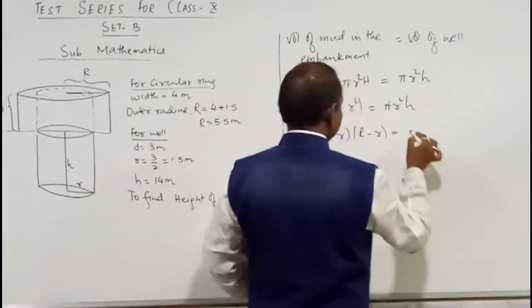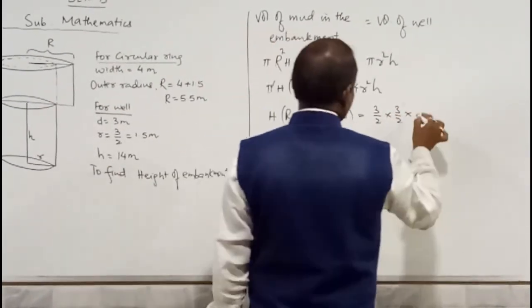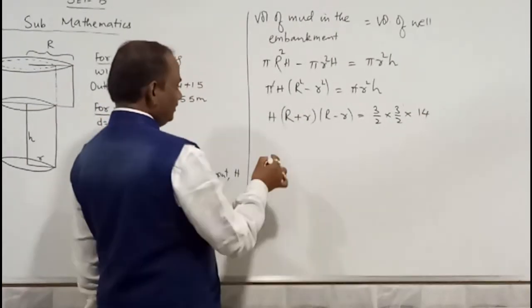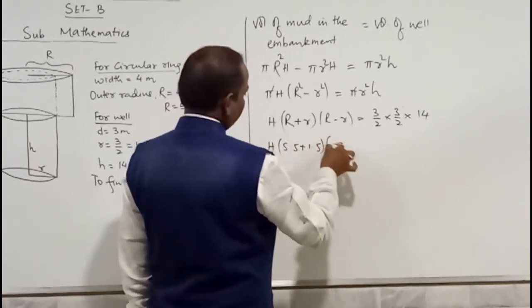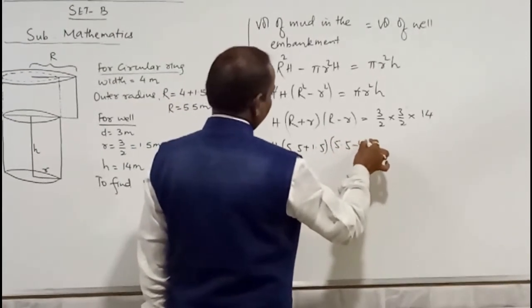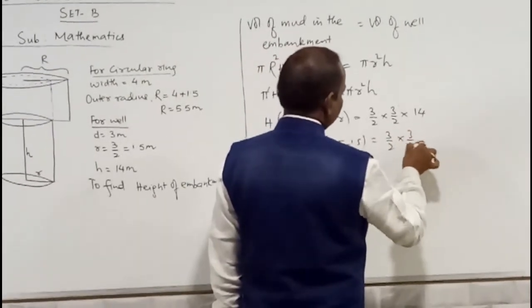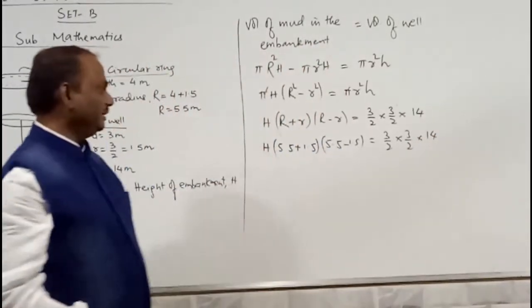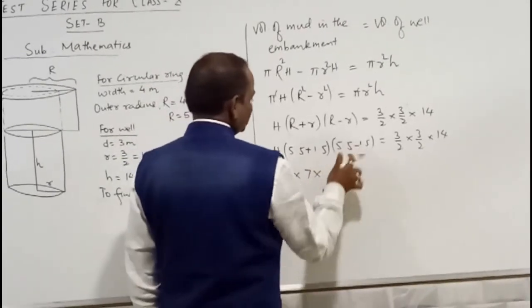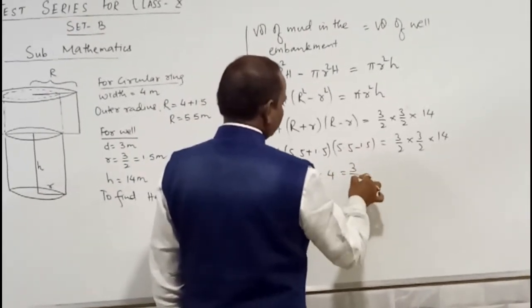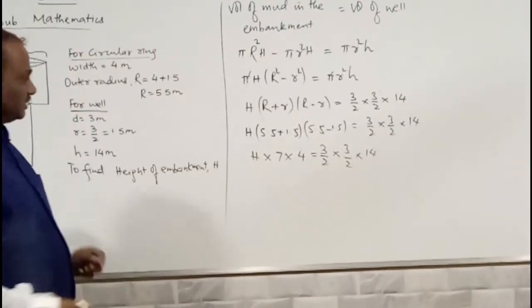And small r, you know, is 3 by 2, also 1.5, but I am writing 3 by 2, and h is 14, as you can see. Now here what I will do, capital H into 5.5 plus 1.5, into 5.5 minus 1.5, is equal to, here I write, 3 by 2 into 3 by 2 into 14. So I can cancel also, but I will do that later on. So I get H into 7 into 4 is equal to 3 by 2 into 3 by 2 into 14. Now let's go for the cancellation part.